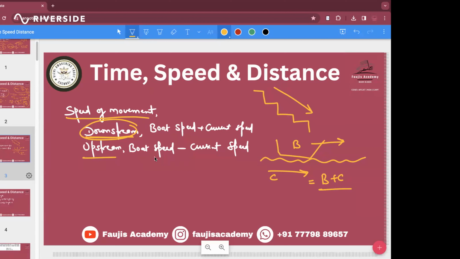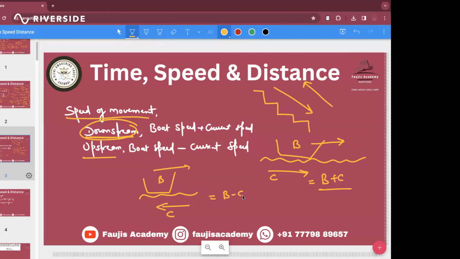Right. And upstream. When you go up the stairs, what happens? You have been told to go 3 stories upstairs. You start feeling sweaty, and your breath becomes very heavy, right? And you take more time to reach there. Have you ever observed that? So in that case, this is your boat. Boat is in this direction, B, and the current is in this direction. They are pushing you back, right? So what will be the effective speed?